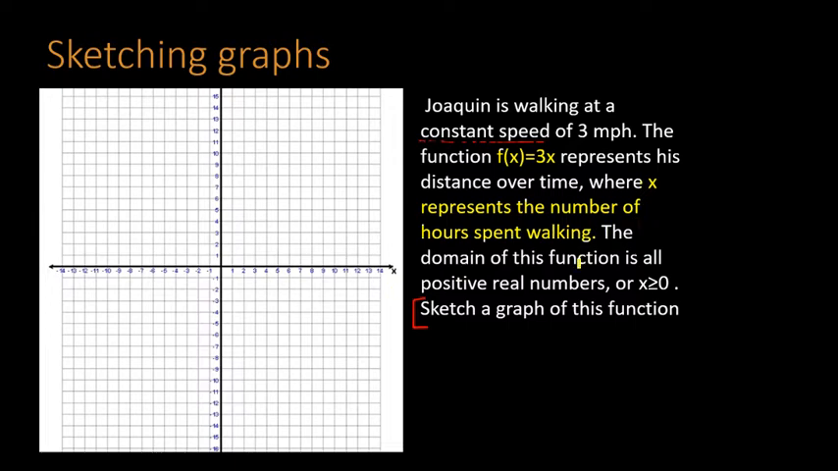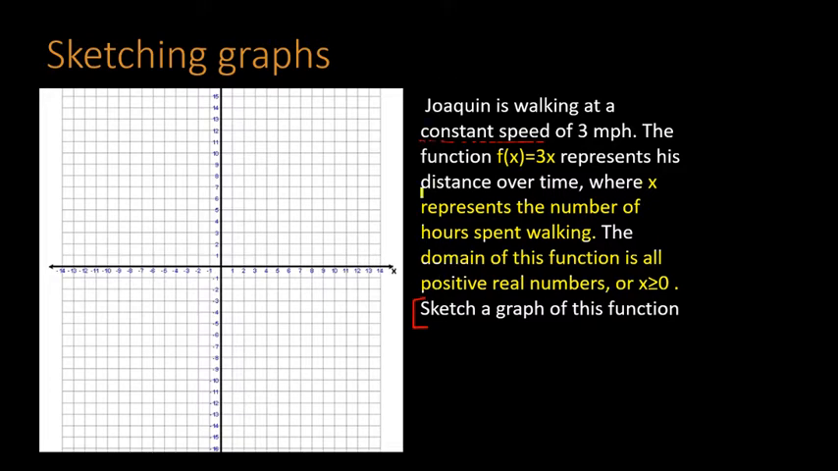So the domain of this function, they've given us, but I think we could figure it out, because if x represents the number of hours, remember again, we can't have a negative number of hours, but we can have 0 hours, right? So it makes sense that the domain of this function is all positive real numbers, or x is greater than or equal to 0.